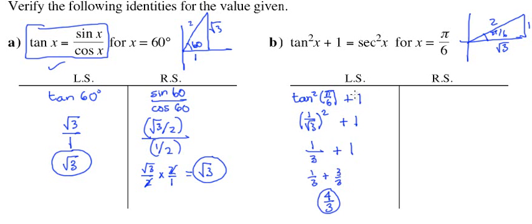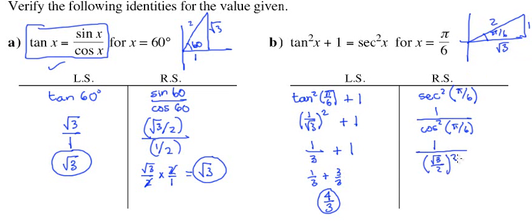Now let's do the right-hand side and see if the same thing happens. We're doing secant squared of pi by 6. Now, secant gives me a headache. Let's switch this to something more familiar. Secant is 1 over cosine, so what we're doing here really is 1 over cosine squared pi by 6. That's an improvement. Because now the cosine is adjacent over hypotenuse, so it's root 3 over 2. And don't forget to square it.